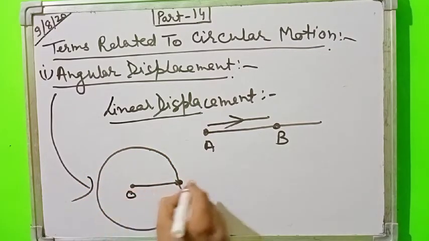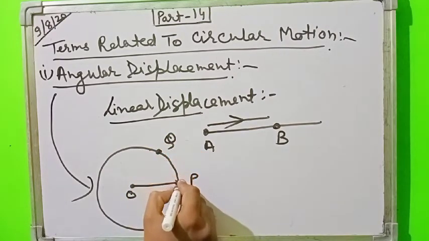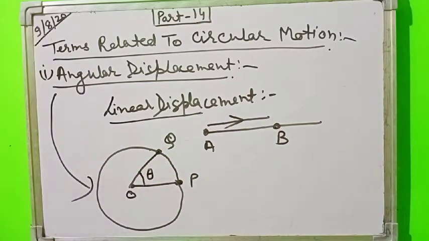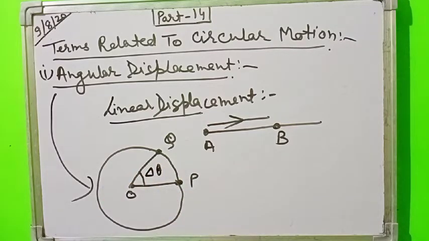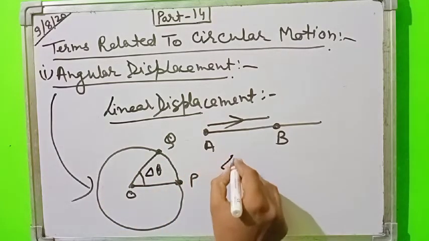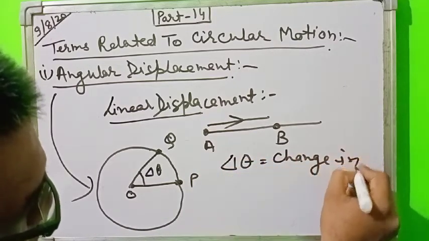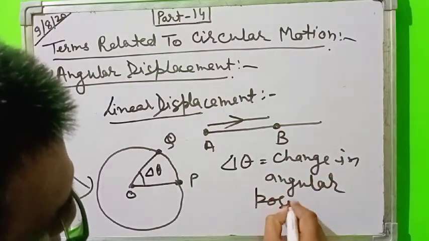And if this is O, this is point P, this is point Q, and the object had shifted from point P to point Q, making an angle theta with O. Suppose this is delta theta. Delta theta is what? Change in angular position.